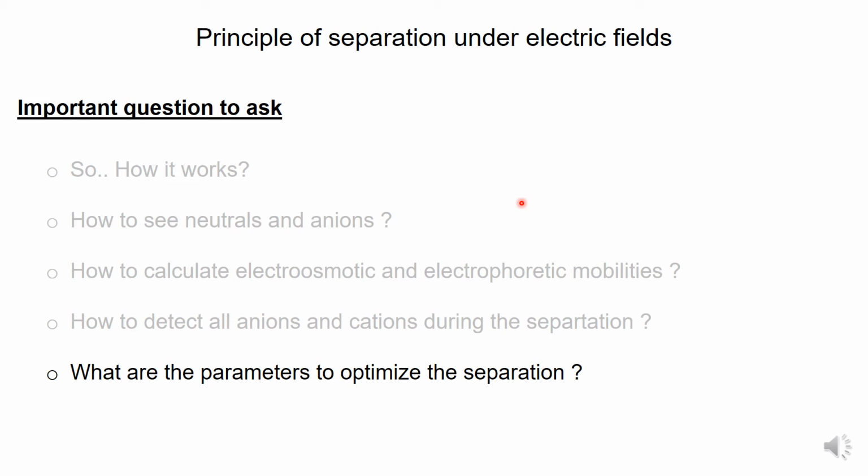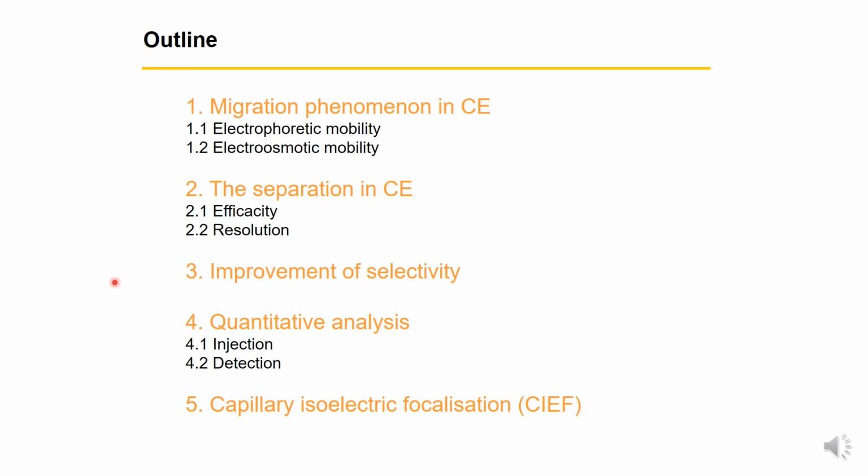So the last question of this presentation is what are the parameters to optimize the separation? So using the classical capillary zone electrophoresis, we have two main parameters to optimize the separation, and we will see this because these two parameters allow us to optimize first the electroosmotic flow and also the electrophoretic flow of the compound. So this is on this part, the improvement of selectivity. I show you only some part of this lecture, only the migration phenomenon and the improvement of selectivity.